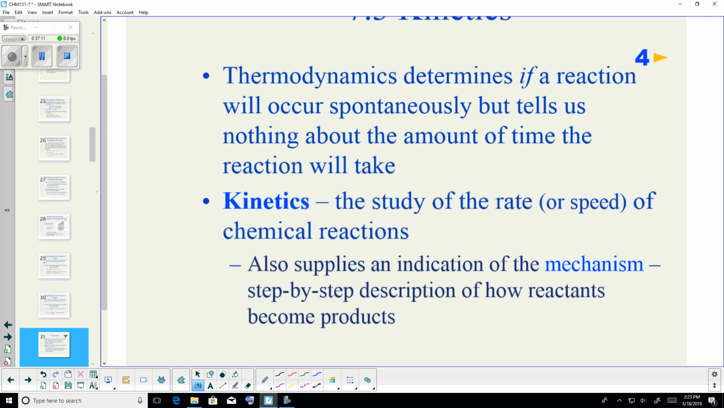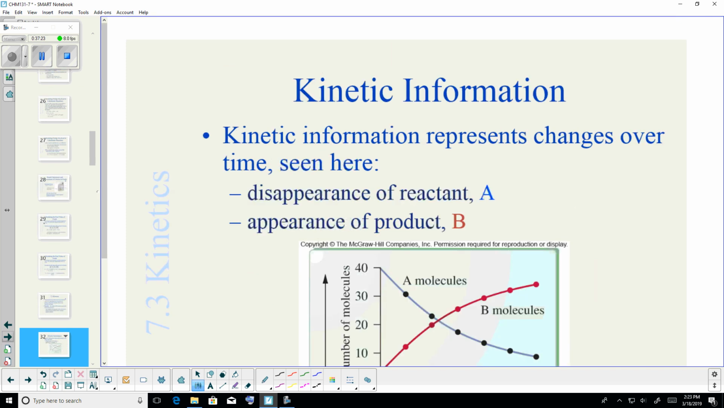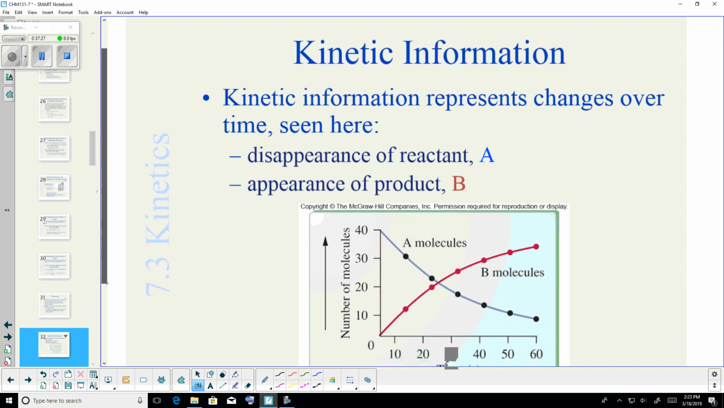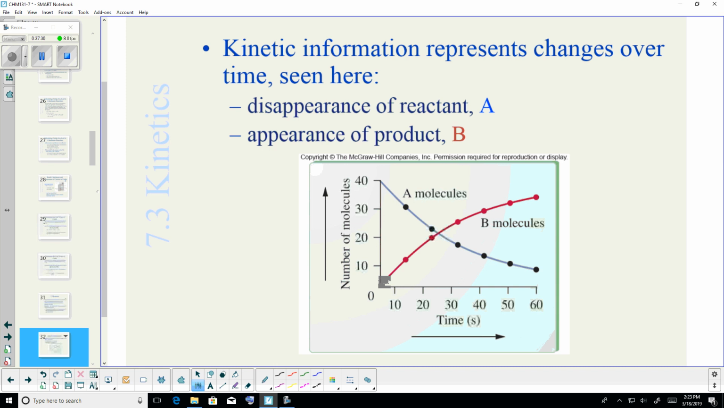Do you go from A to B to C to D to E, or do you go from A to B to D to C to E? Kinetic information represents changes over time. So here we have A is the reactant, B is the product. You can see over time the number of A molecules decreases. At the same time, the number of B molecules increases, because obviously A is going to B.